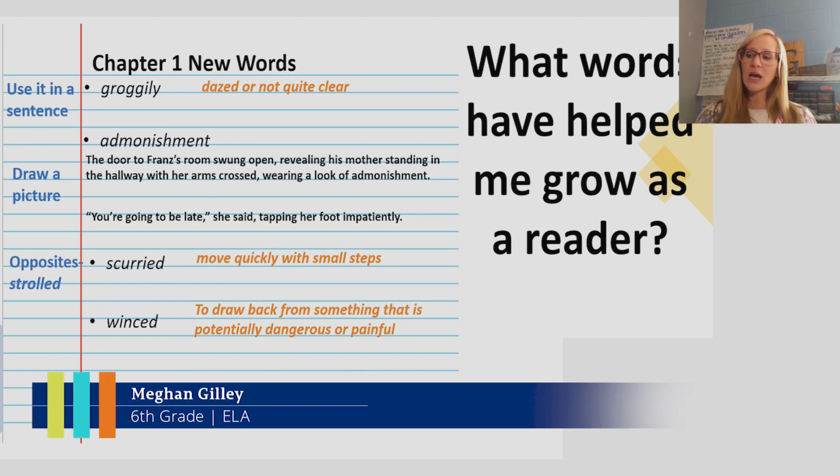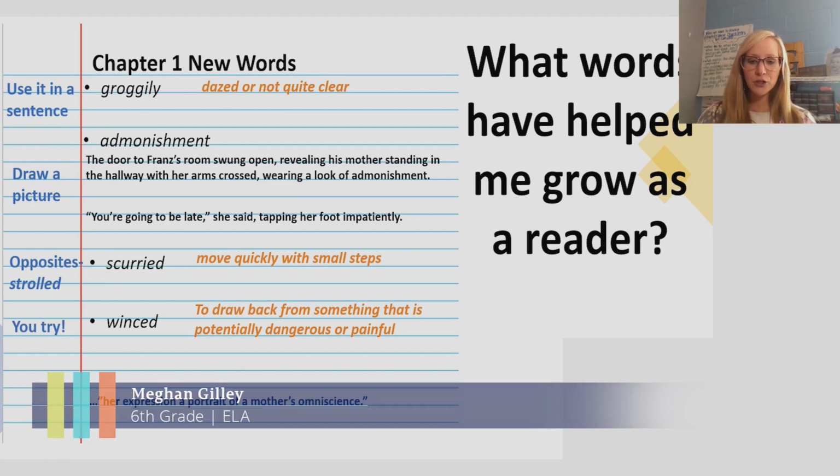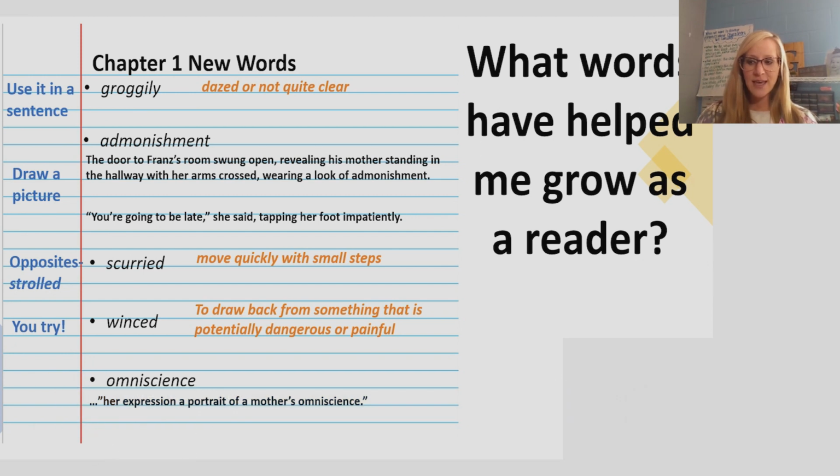And another phrase that we looked at was her expression, a portrait of a mother's omniscience. That provided us with a great way to imagine his mother's look. In a portrait or a picture, someone is still, so there she is, not moving, but knowing what Franz is feeling. So we know she's able to feel what he is feeling or understand it, and she is still there. This chapter has really caught my attention, and I'm looking forward to reading what happens next.